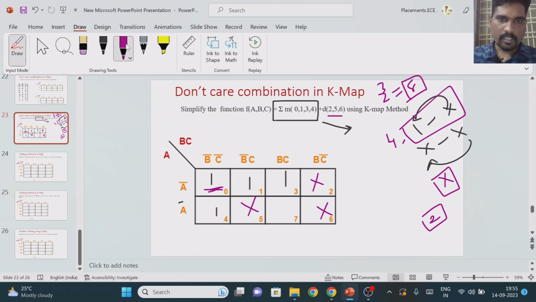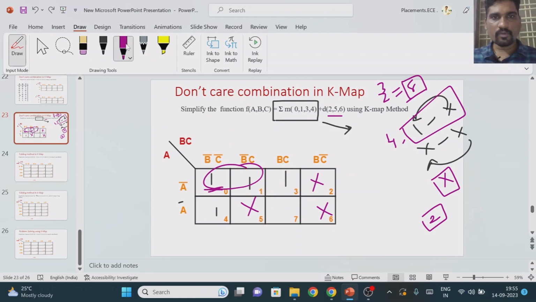Now see that here we have 3 adjacent ones. We should not group 3 ones; the only possibility is to group 4 ones. Here we have 3 ones, and next to this adjacent one we have a don't care. If you don't consider this don't care, what will happen? Then we have to do it like this: here one product term, here another product term.